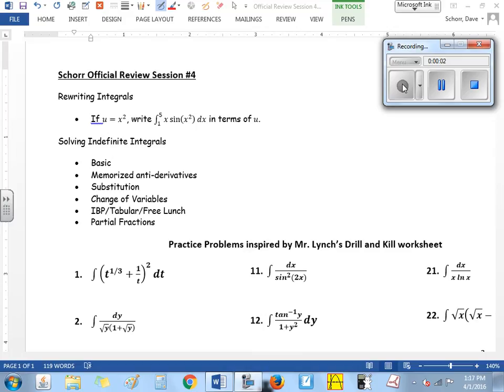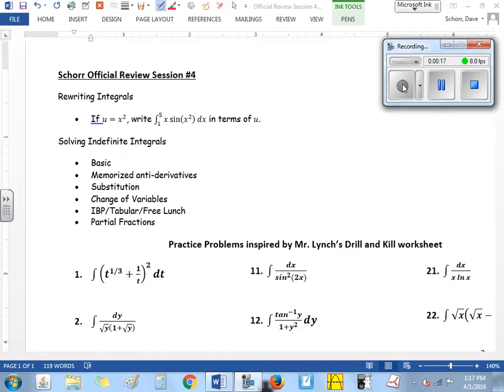Alright, so welcome to our review session. We have a ton of integrals on this sheet I gave you, and you don't have to do them all. We're not going to do them all. We just want to talk about the styles of integrals that we have. Some of these aren't even on the AP test, but it's a good review of integration in general.